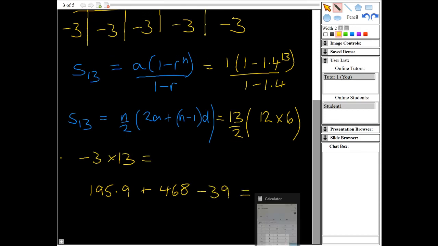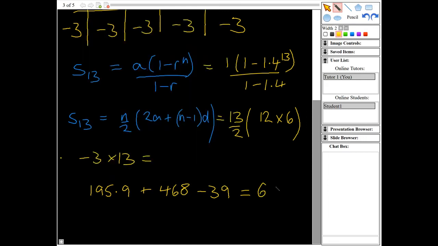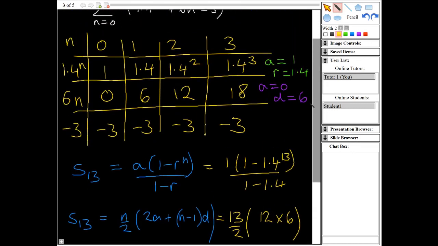So that's going to give my entire sum: 195.9 plus 468 minus 39, and that equals 624.9. So that would be the result of my sum, and that would be the end of that question.